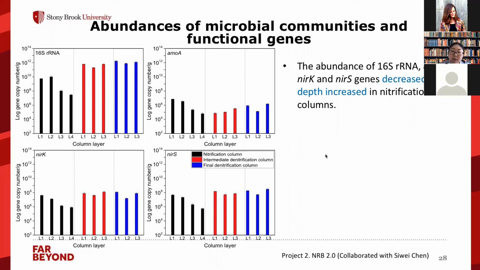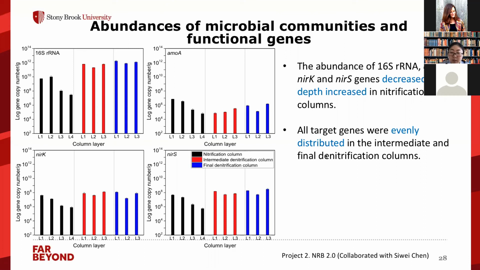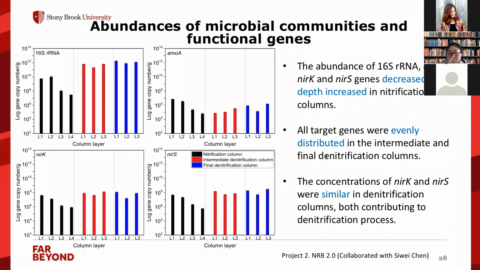That's because the nitrification columns in both studies are operated at downflow patterns. But for the intermediate and the final denitrification columns in NRB 2.0, they are operated at saturated conditions and also upflow patterns. So the abundance of target genes did not change with the depth. The functional microbial species were evenly distributed in the denitrification columns. We can also find that the concentrations of the nirS and the nirK genes were similar in the nitrification columns, and they both contribute to the denitrification process.